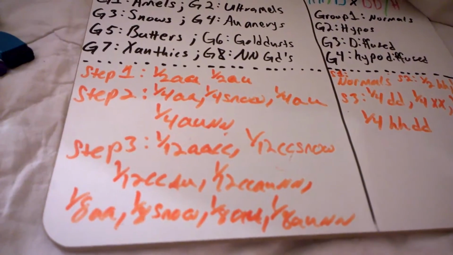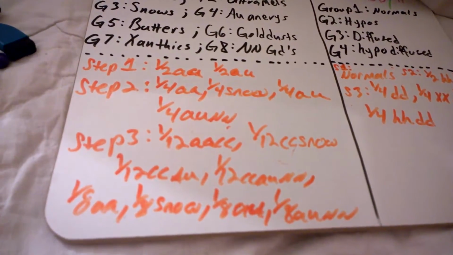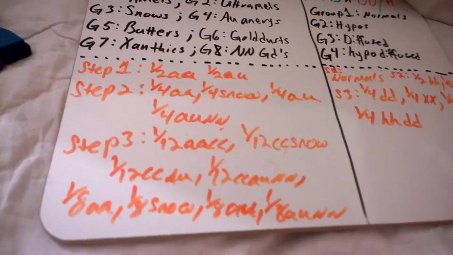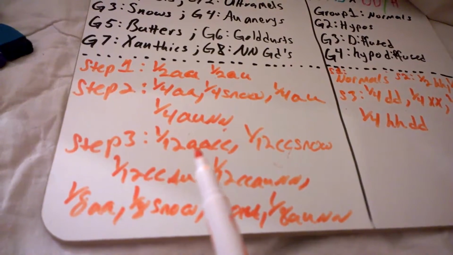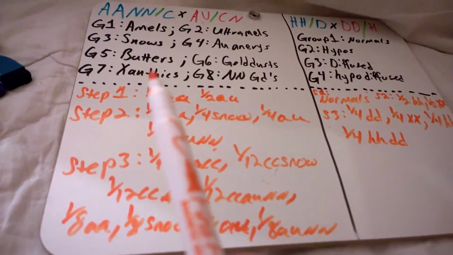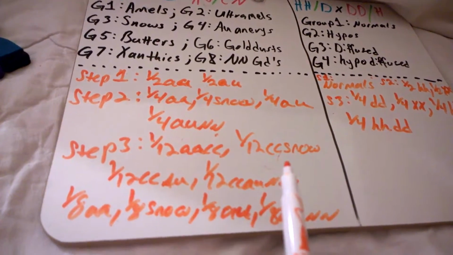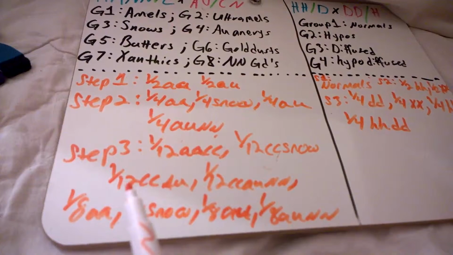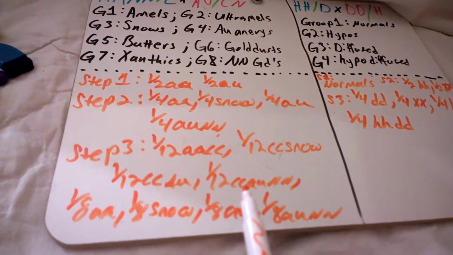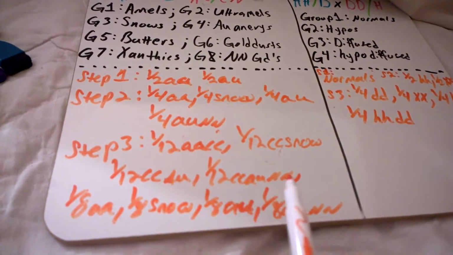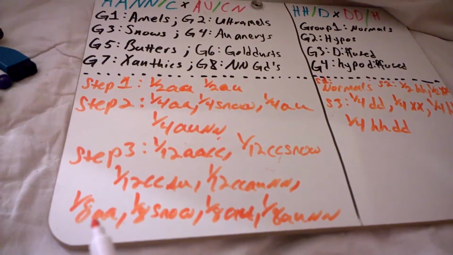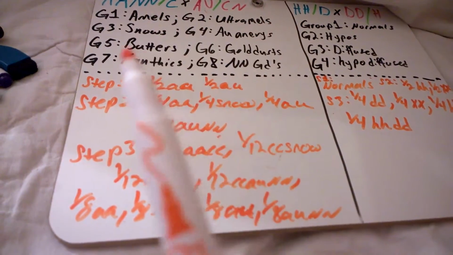Okay, so at the very end, what we have is 1/12 butter. This one, I'm going to use my pen. 1/12 butter, 1/12 xanthic, which is caramel snow, and there you have butters and xanthics up here. We have 1/12 caramel ultramel, which is gold dust, which is there. 1/12 caramel ultramel anery, which is anery gold dust there. And then 1/8 of the rest, amel, and then we have snow, ultramels, and ultramel aneries.